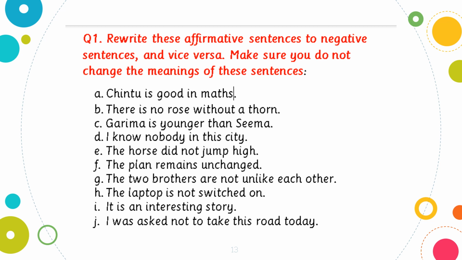Now children, it's time to practice what we have learned. So I want you to open your notebook. On a fresh page, put the date. Write the name of the topic as transformation of sentences. And write this question 1 in your notebook along with the sentences. So the question is, rewrite these affirmative sentences to negative sentences and vice versa. Make sure you do not change the meanings of these sentences.